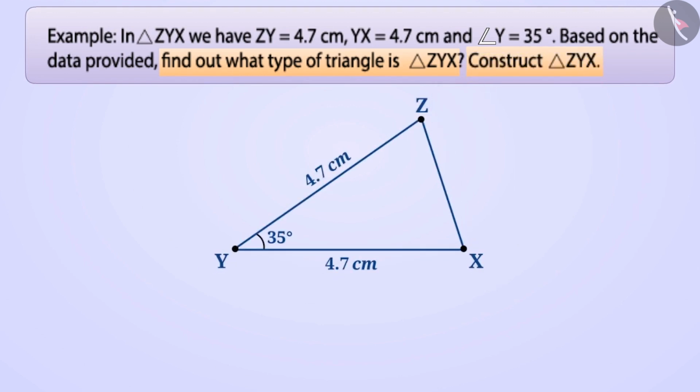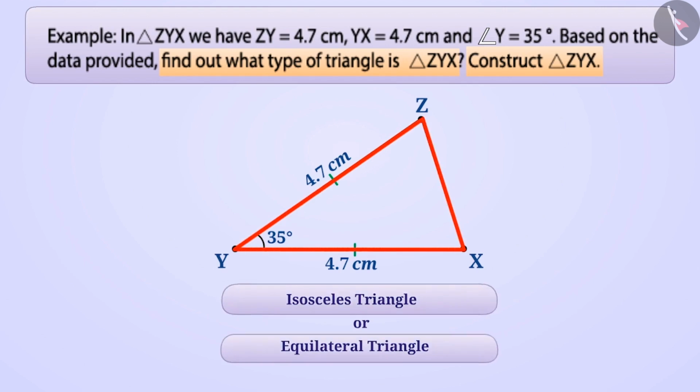In triangle ZYX, ZY is equal to 4.7 cm, YX is equal to 4.7 cm, and angle Y is equal to 35 degrees. Here, we know that ZY is equal to YX, but we do not know the length of the third side. We can say that triangle ZYX can be an isosceles triangle or an equilateral triangle. Can you tell us how we can find out which of the two types of triangle is triangle ZYX? Think for a while.